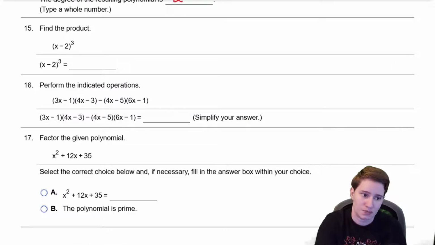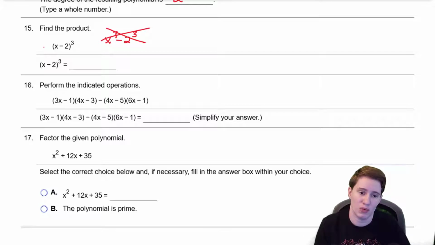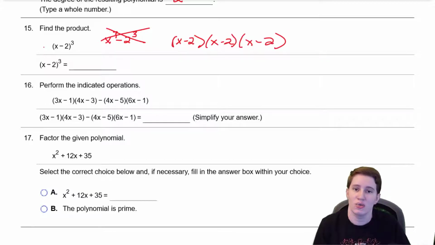Find the product. X minus 2 to the third power. Now you're not just allowed, this is what I was talking about earlier. This is not the same as x cubed minus 2 cubed. That is not going to give you what you need. What we need to do is x minus 2 times x minus 2 times x minus 2. So we can't do this all at once. We have to do these two together first and then multiply our result by x minus 2.